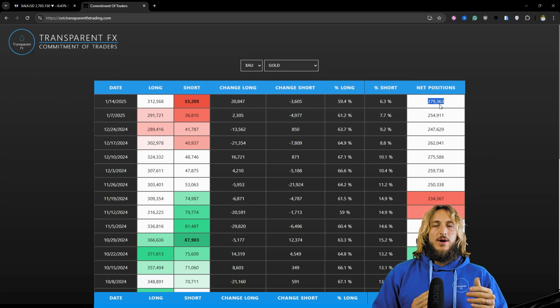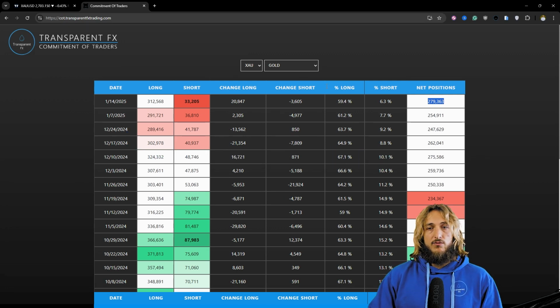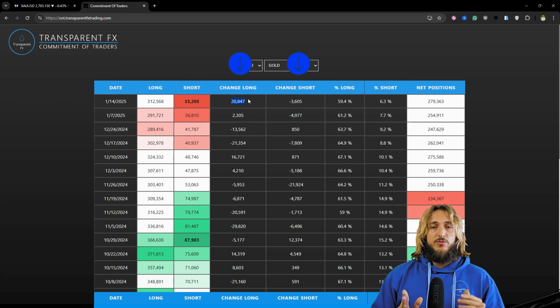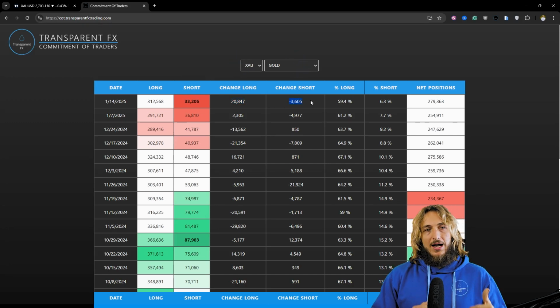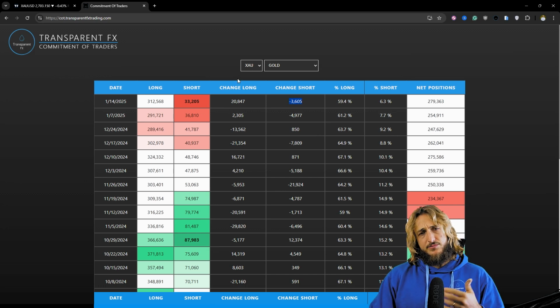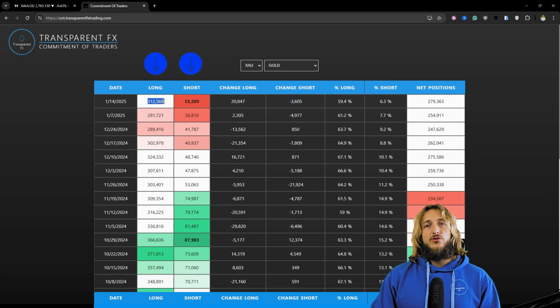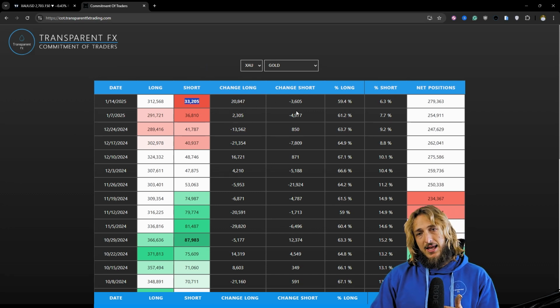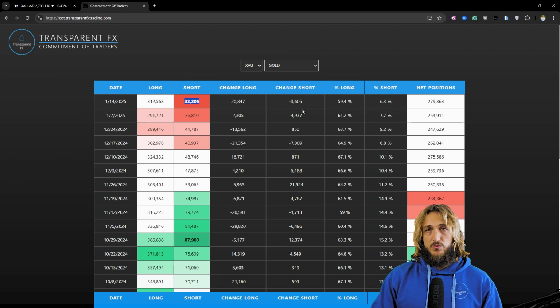So institutions are now aggressively moving back to the bullish side for gold, and we can see 20,000 longs added from an institutional perspective on gold just with the last report, and 3,600 shorts getting closed. So institutions are moving aggressively to the bullish side for gold, currently sitting at 312K longs compared to only 33K shorts. So a massive amount of longs compared to shorts on gold from an institutional perspective, and more longs being added and shorts closed with the last reports.